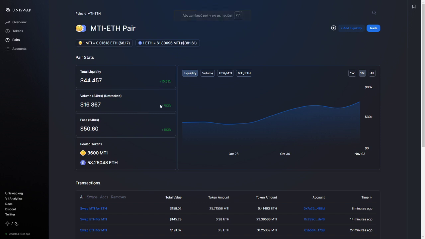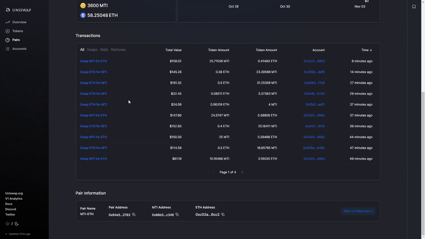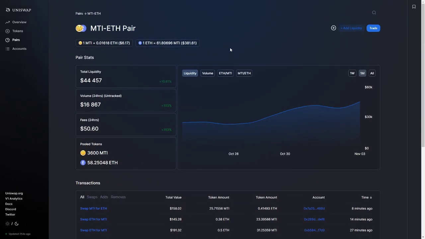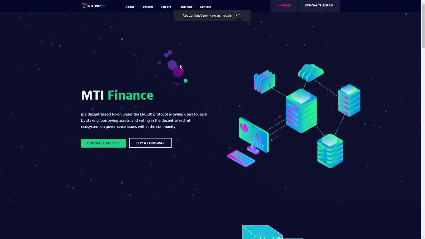10% liquidity, 103% volume, 103% fees. So very big thing. We have 60 Ethereum in the pool, like 3600 MTA also. So very amazing thing here on MTA. So guys, buy this token, because as I said, you will earn nice dollars.